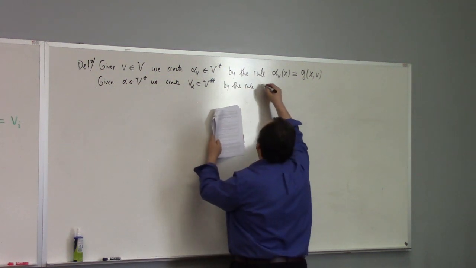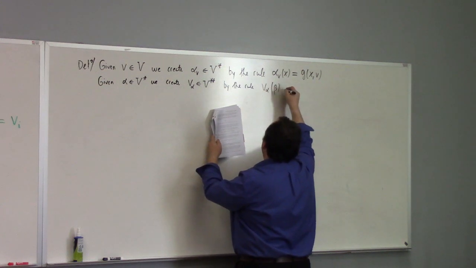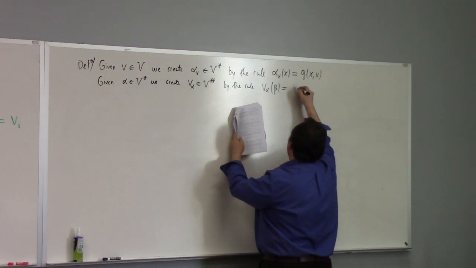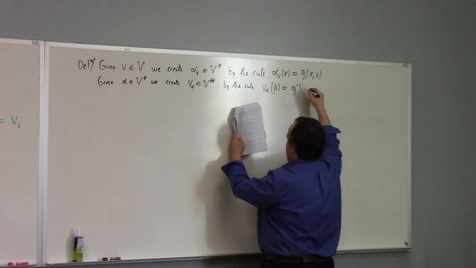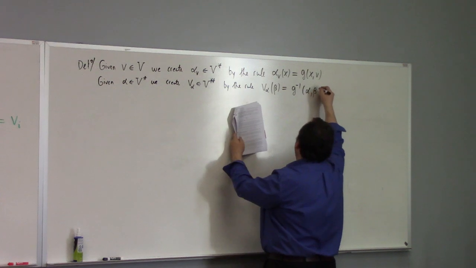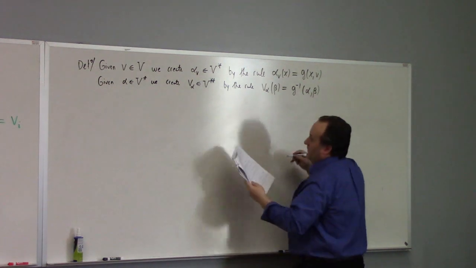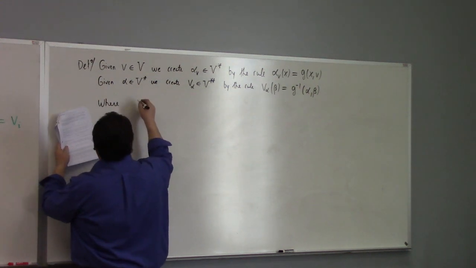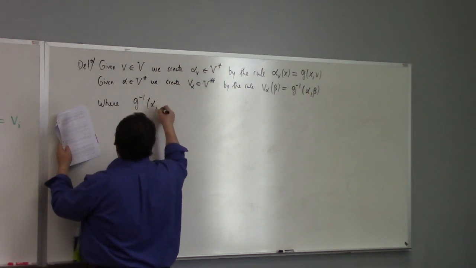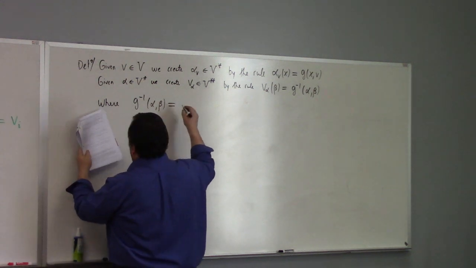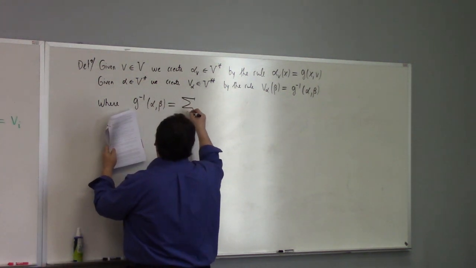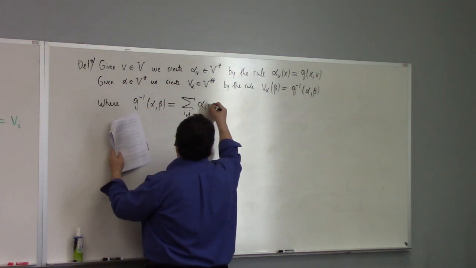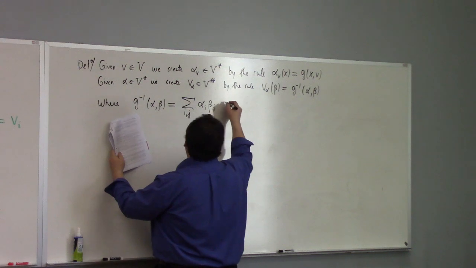v sub alpha acting on beta equals g inverse of alpha, beta, where g inverse of alpha, beta is by definition the sum over i and j of alpha sub i, beta sub j, g upper ij.